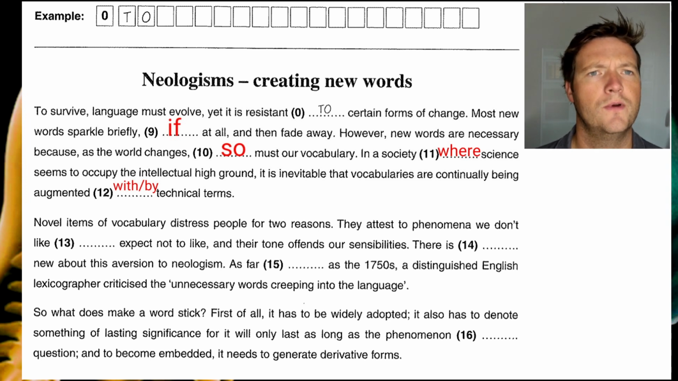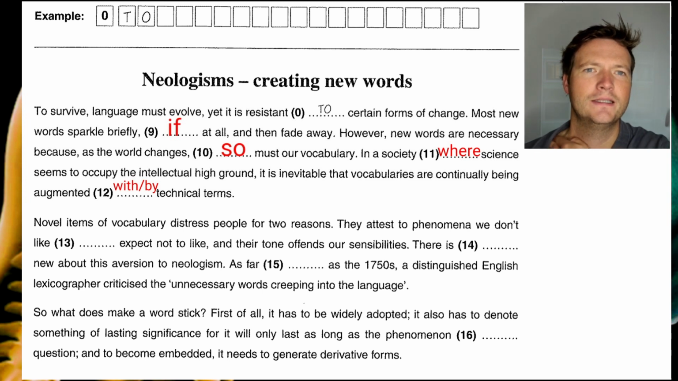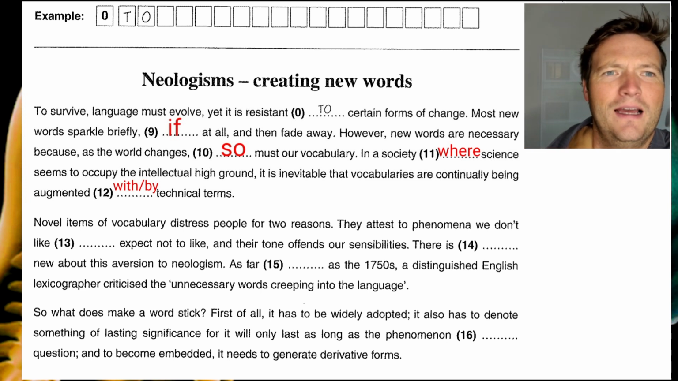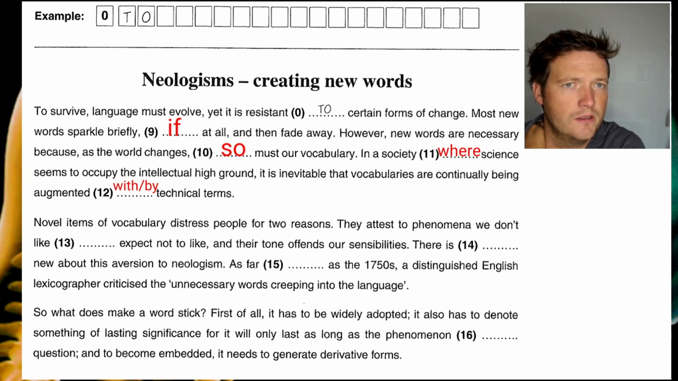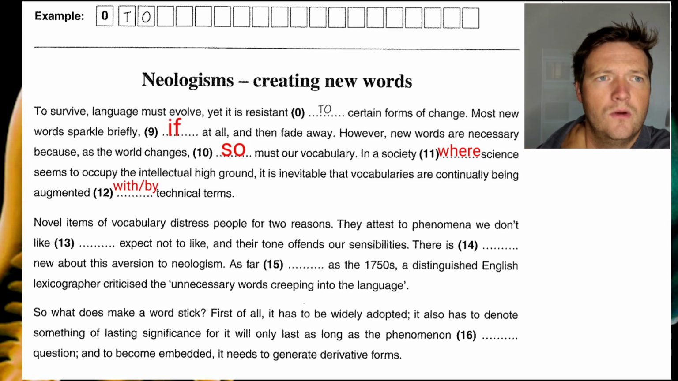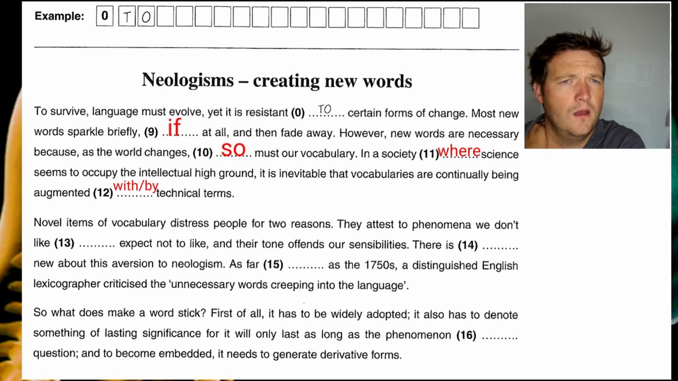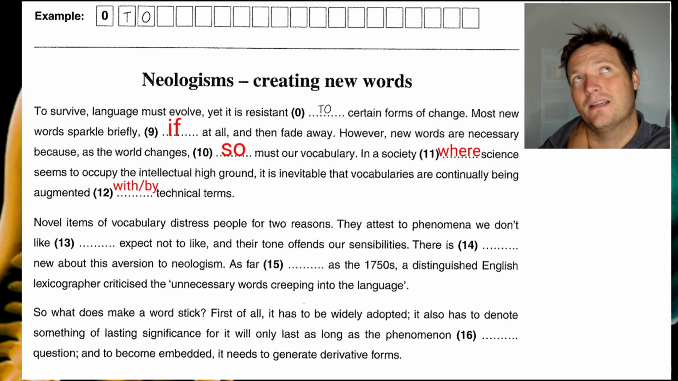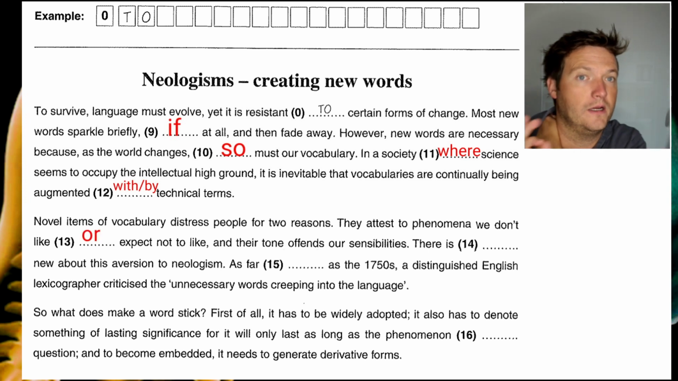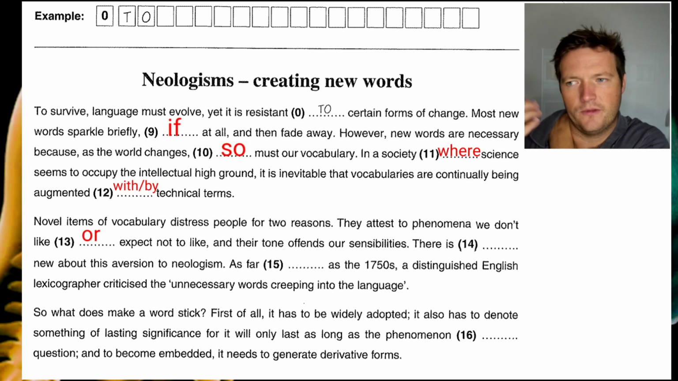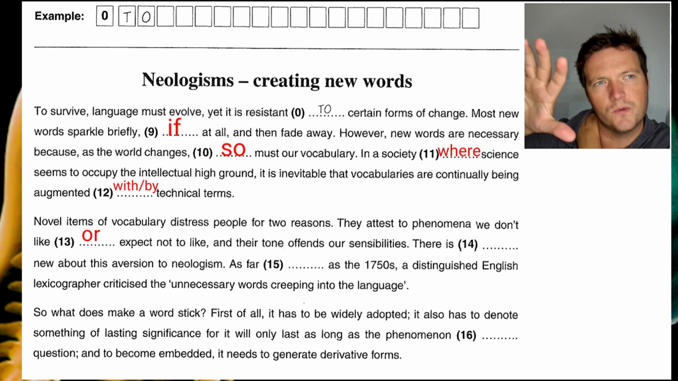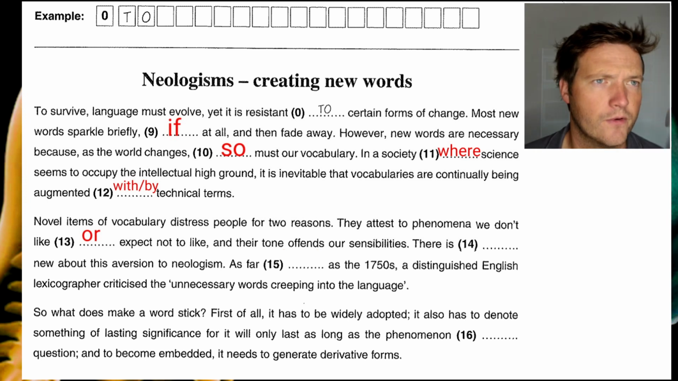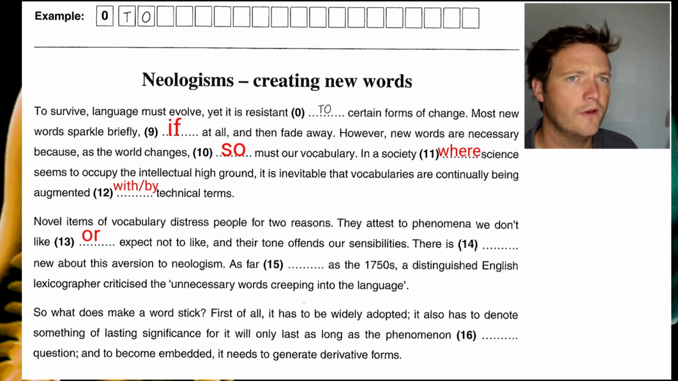Okay. Novel items of vocabulary distress people for two reasons. They attest to phenomena we don't like, or expect not to like, and their tone offends our sensibilities. So there are two reasons. They attest to phenomena which we don't like, or expect not to like. So it's not "and", it's "or". So either we don't like them or expect not to like them, right? So new vocabulary talks about things that we are unfamiliar with. So either we don't like them because they seem foreign to us, or we expect not to like them because they sound foreign to us, something like that. So I think it's or. And their tone offends our sensibilities, right?